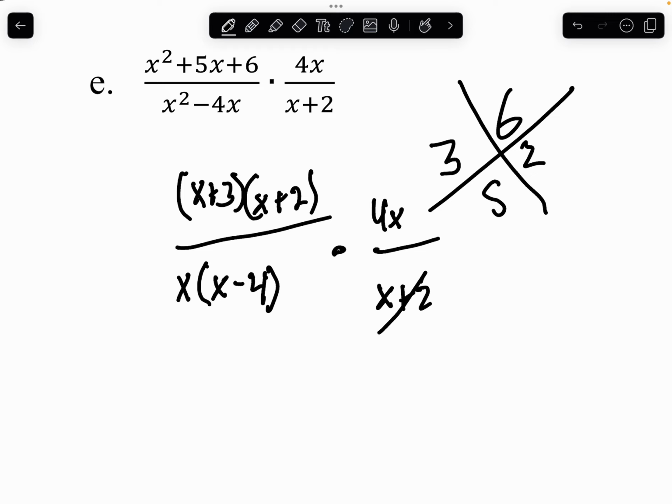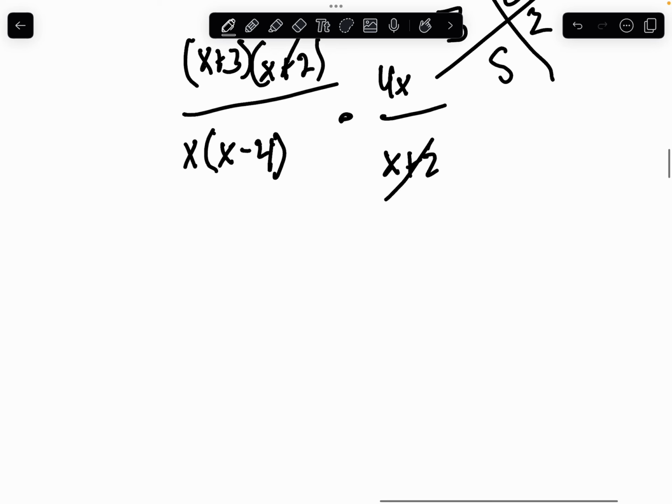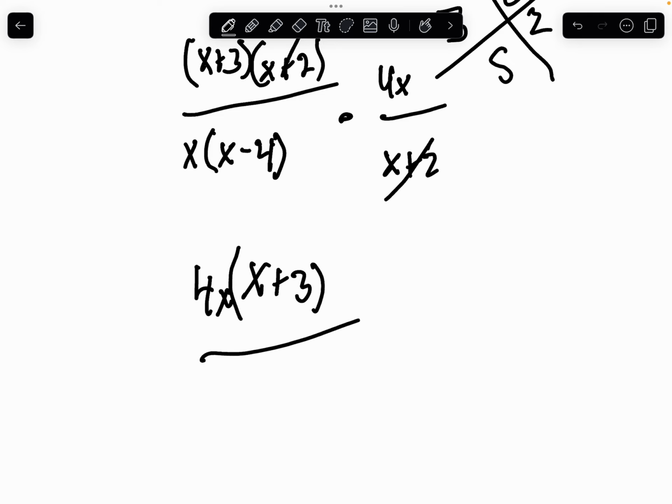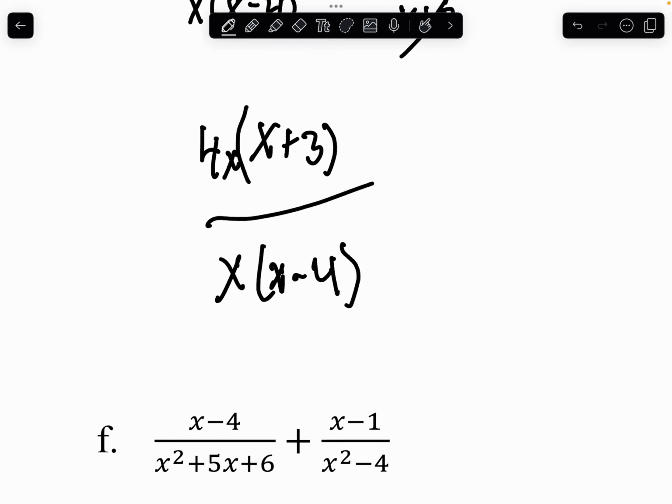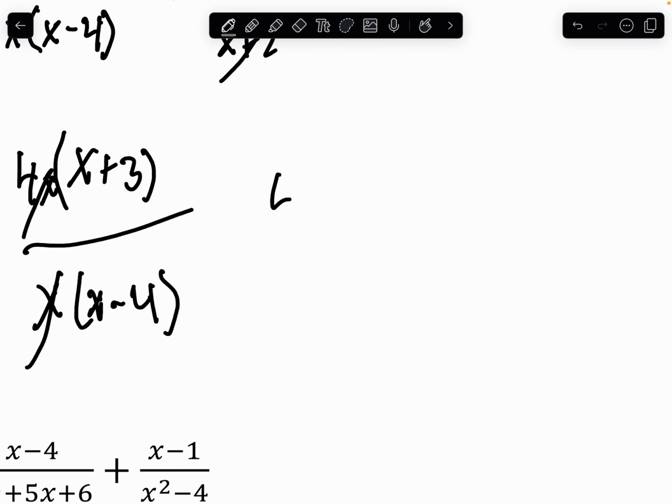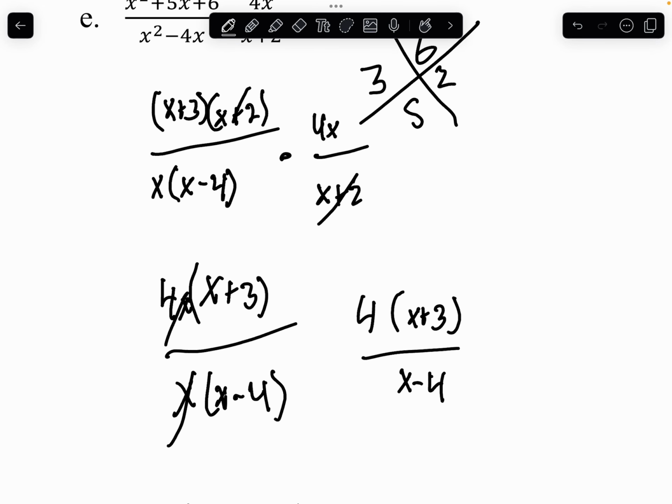Now I can cancel out. X plus 2 cancels with x plus 2. So the top's going to be 4x times x plus 3 all over x times x minus 4. Alright, and then you can cancel x with x. So we're just going to be left with 4 times x plus 3 over x minus 4. And now we have to do what x cannot equal.